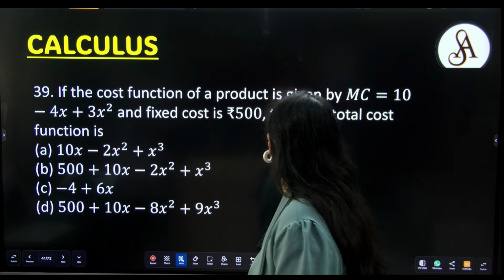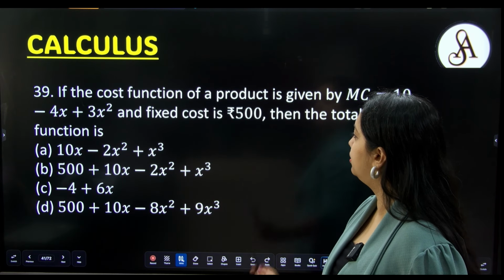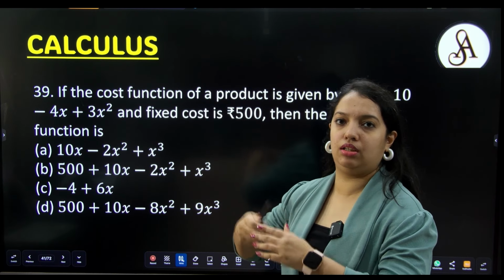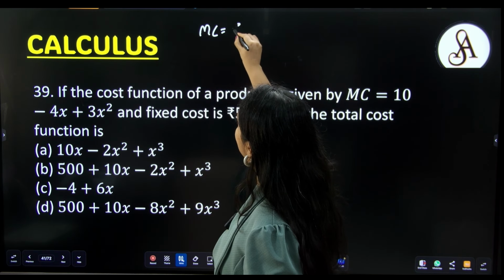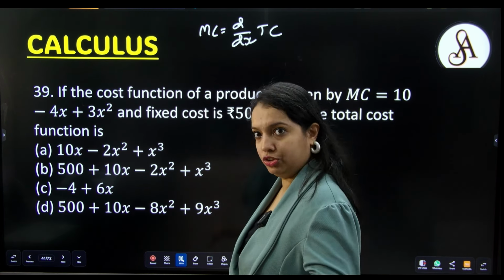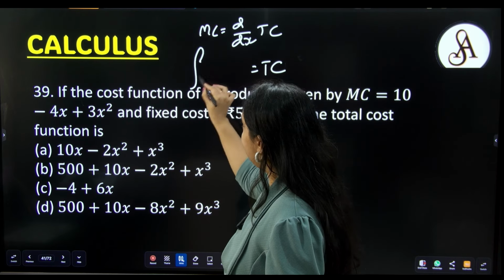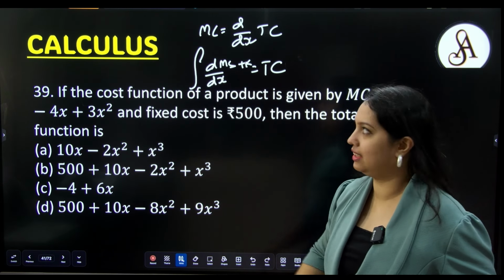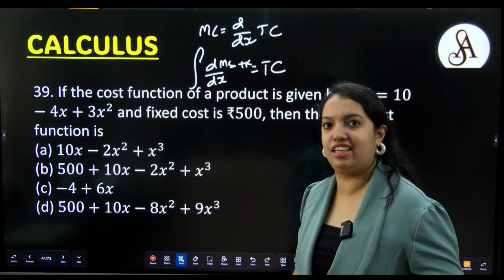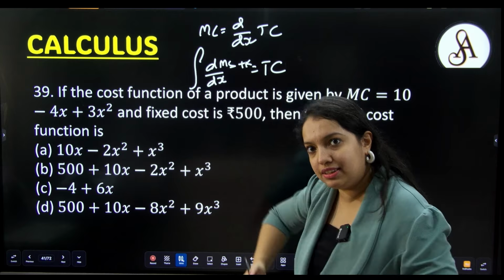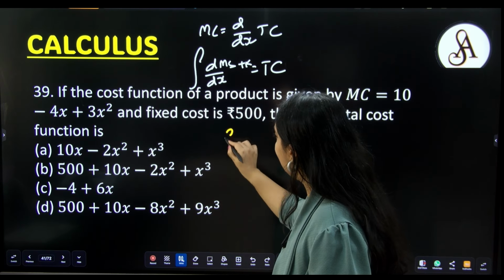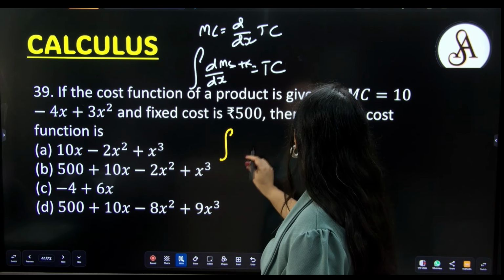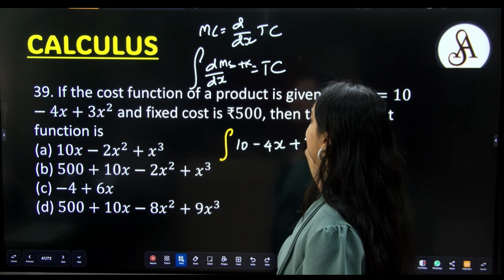If the marginal cost of a product is given by this, and fixed cost is 500, then the total cost function is dash. From marginal cost to total cost, remember this: marginal cost is the derivative of total cost. So total cost will be the integration of marginal cost, the reverse. You know the basics of differential and integral calculus, correct? If this is derivative, this will be integration. Last question we did derivative, this question we are doing integration. So we have to find the integration of marginal cost: integration of 10 minus 4x plus 3x square.